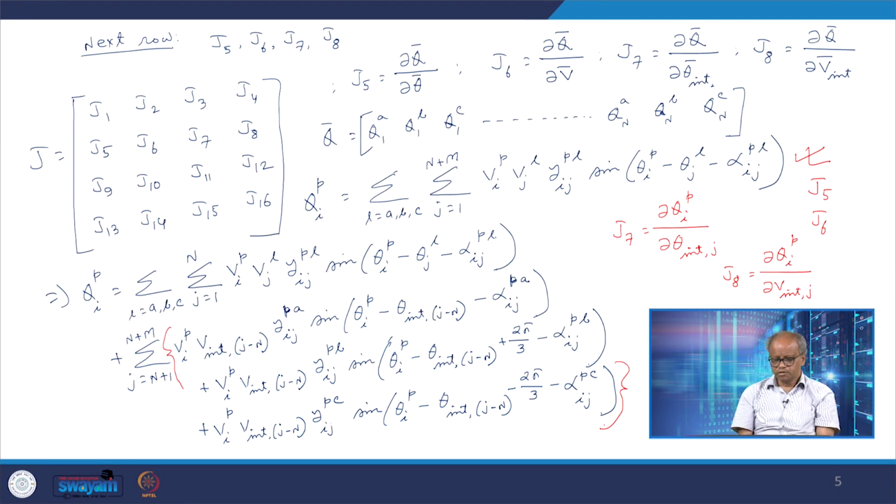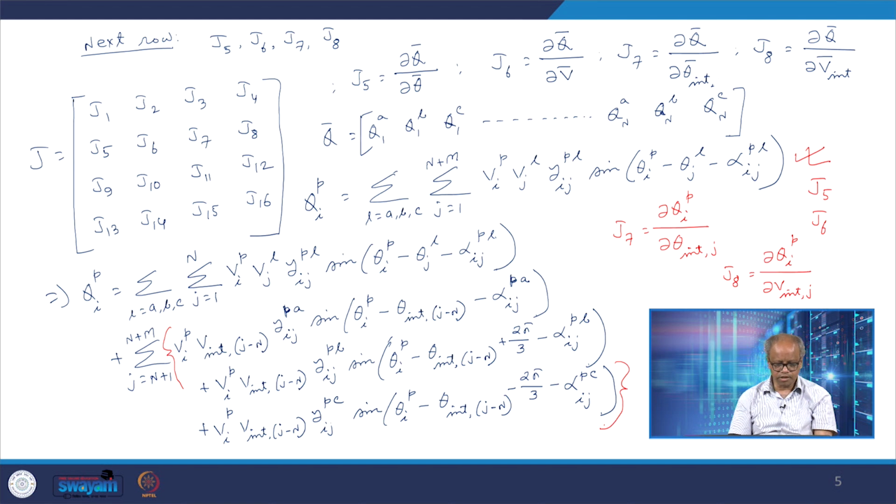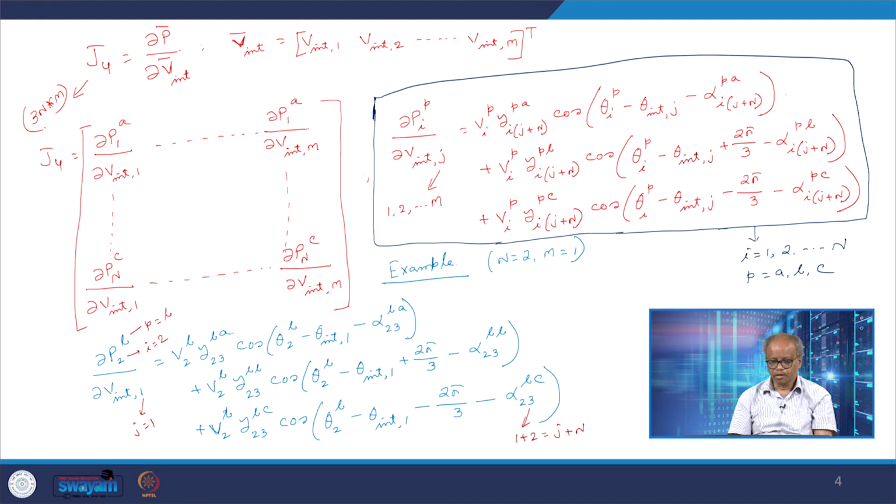So, therefore, J8 is very trivial. For J8 it will be almost exactly identically the same. The only thing is that this cosine would be replaced by sine, other than that nothing will be changing, right. So, this cosine would be replaced by sine.